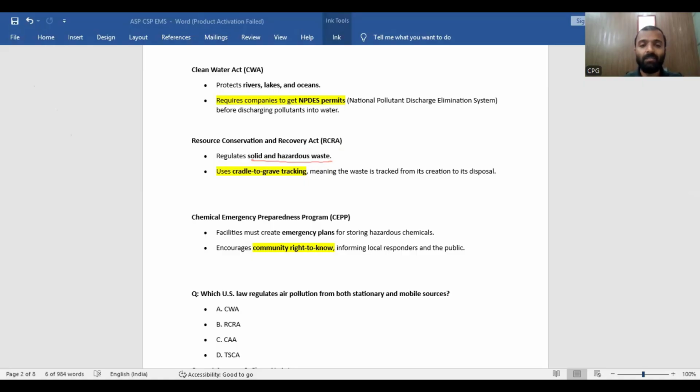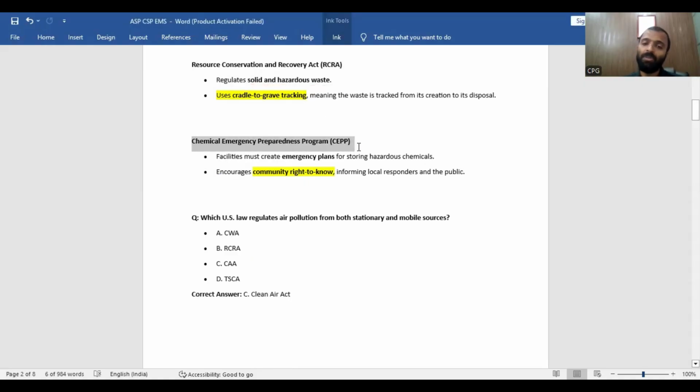Chemical Emergency Preparedness Program, CEPP. Facilities must create emergency plans for storing hazardous chemicals. Communities' right to know has been given in this act, because before it was not there. Now all the industries have to display what kind of pollutants they are discharging, what the values are, everything they have to list. So that is CEPP.